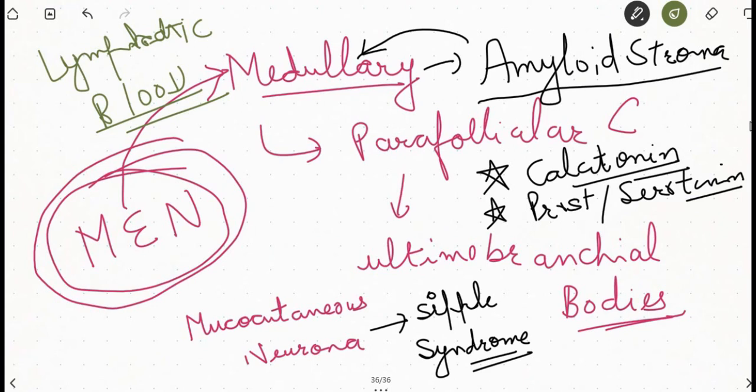So treatment is total thyroidectomy with radical neck dissection. So before proceeding with the surgery, we have to look for the associated pheochromocytoma. The lymph nodes, they are treated by radical block dissection.